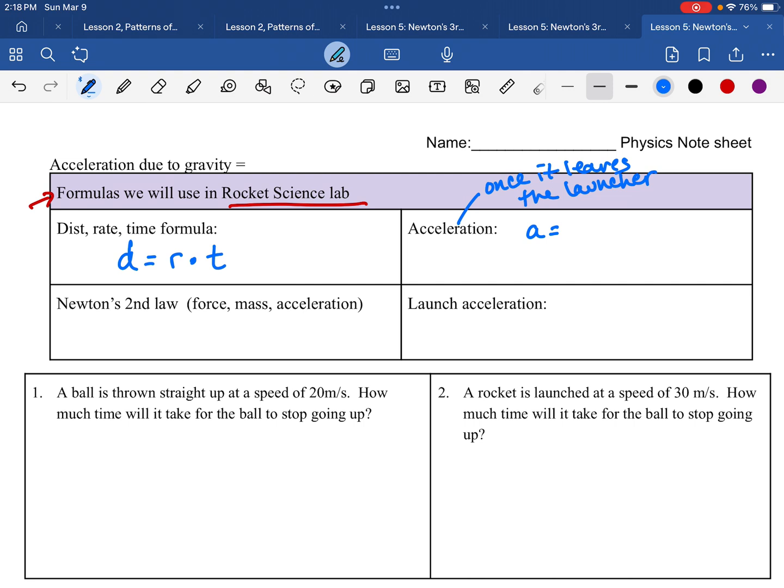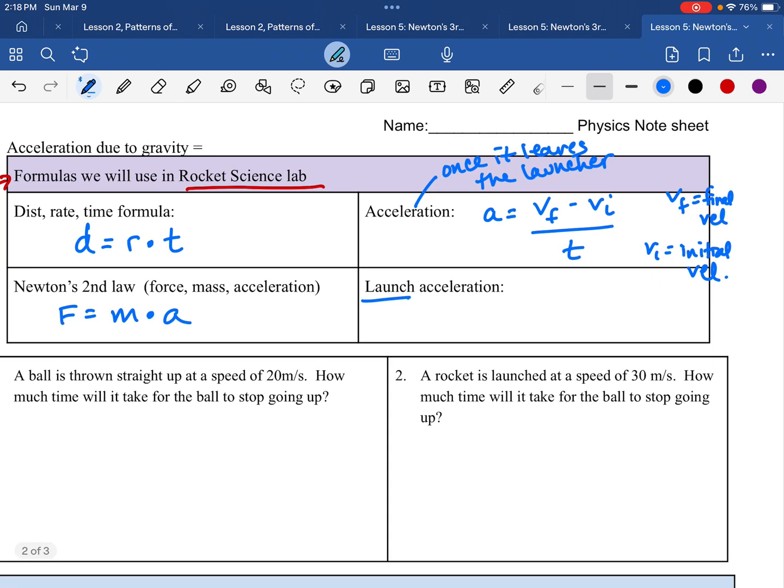So acceleration, as we know from earlier note sheets, is the final velocity, VF, minus the initial velocity, or starting velocity, divided by time. And we can just make a note for ourselves. VF equals final velocity, and VI equals initial or starting velocity. Newton's second law, we went over that in an earlier page. That is force equals mass times acceleration.